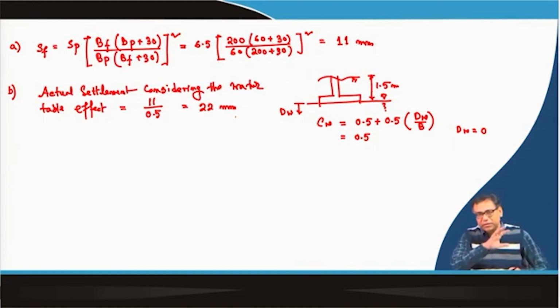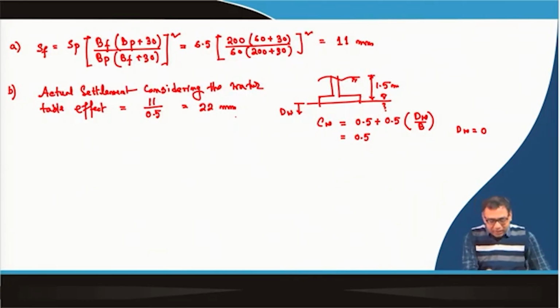Initially you select one particular dimension, then determine the settlement based on that dimension of the foundation. Then you check whether that settlement is within the permissible limit or not. If it is not, then you have to change the dimension. In the other way, suppose your permissible limit is, for example, 50 millimeter and you are getting 20 or 25 millimeter, then you can change the dimension of the foundation to make your design more economical, so that the permissible settlement and the settlement that you are getting are close to each other.